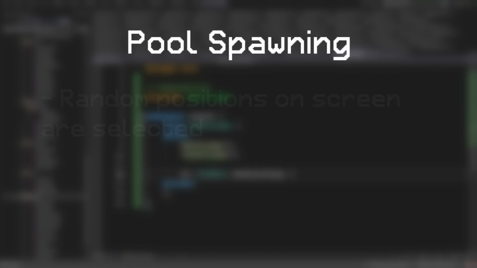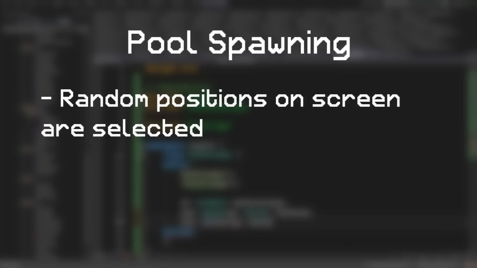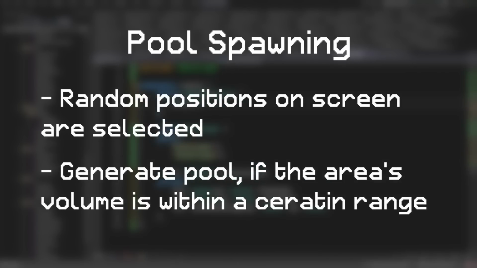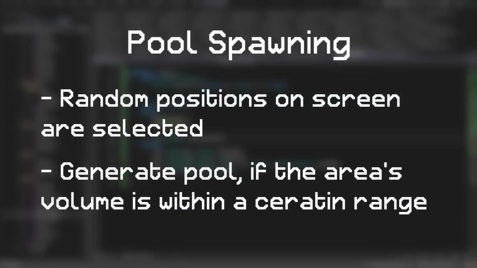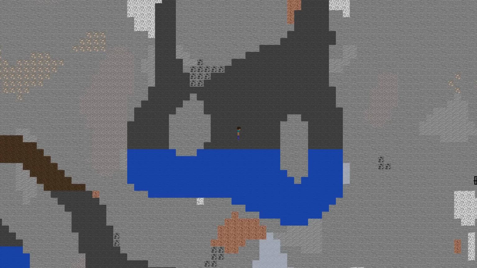But now that we have this ability to find the volume of an area, this means that when I generate chunks, I can randomly select positions on the screen, and if the selected position has an area between a certain range, then I can fill that area up with either water or lava. So here's what it looks like.